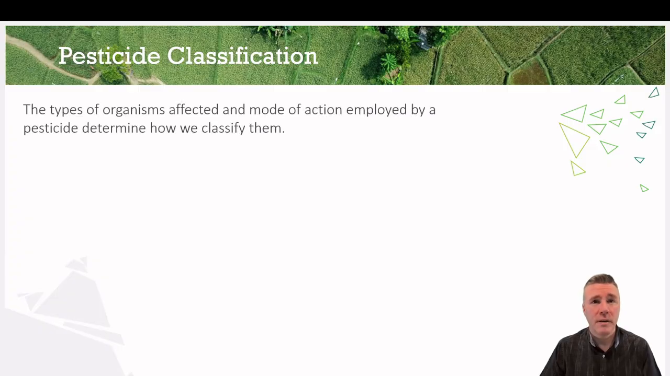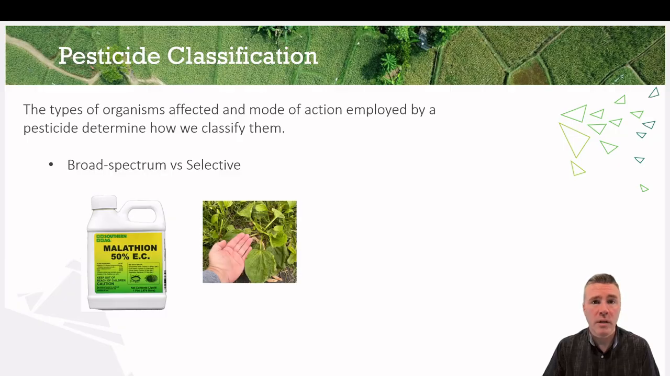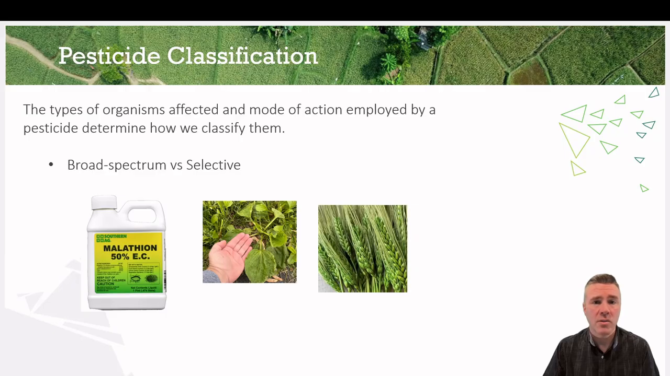Pesticides are classified based on the organisms they target and how they function, which allows farmers to choose products that fit their specific needs. Broad-spectrum pesticides can kill many different types of organisms, while selective pesticides target a narrower group, such as only insects or only weeds. An example of a broad-spectrum pesticide is malathion, which affects a wide range of insects, whereas selective herbicides might target broadleaf plants while leaving grasses, such as wheat, mostly unharmed.